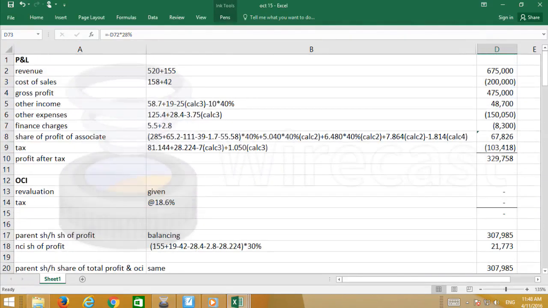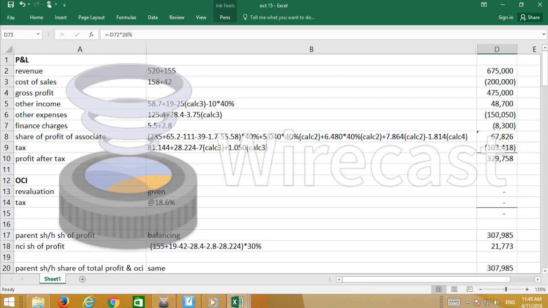So if I go up here, revenue is just parent plus sub, cost of sales is parent plus sub. Other income, parent plus sub, and then I adjust for the profit on sale of the machine, and I'm adjusting for the dividend received by the parent from the associate. Other expenses is just parent plus sub, and there I adjust the depreciation. Finance charges is parent plus sub.